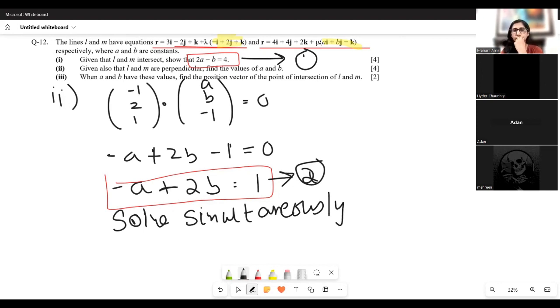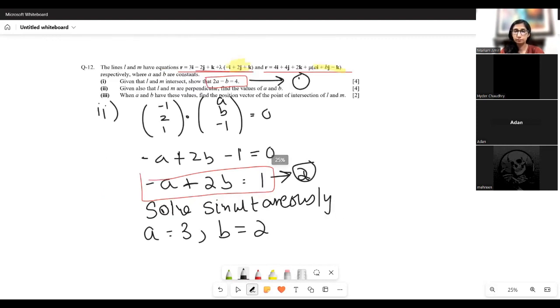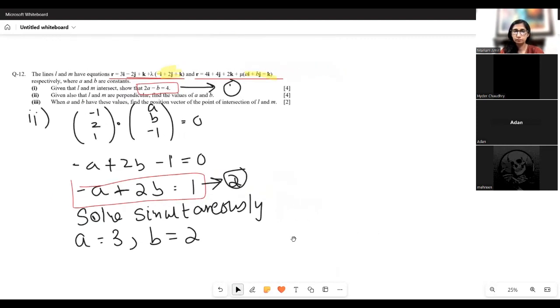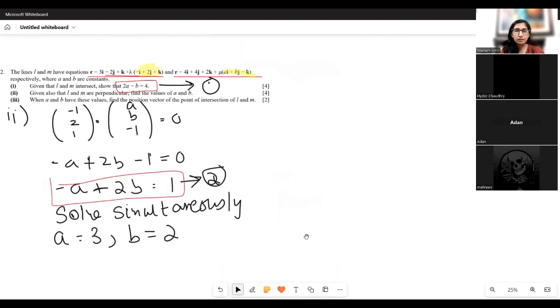When you solve these, your answers should be A equals 3 and B equals 2. Okay. When A and B have these values, now we're doing part 3. When A and B have these values, find the position vector of the point of intersection of L and M.